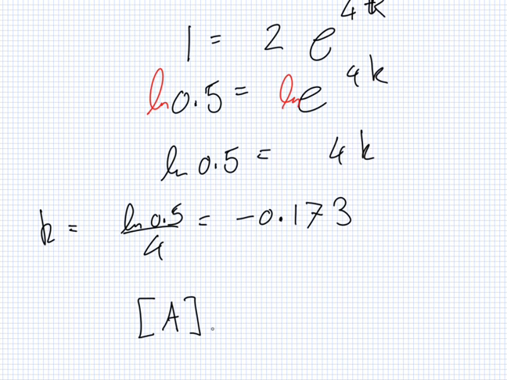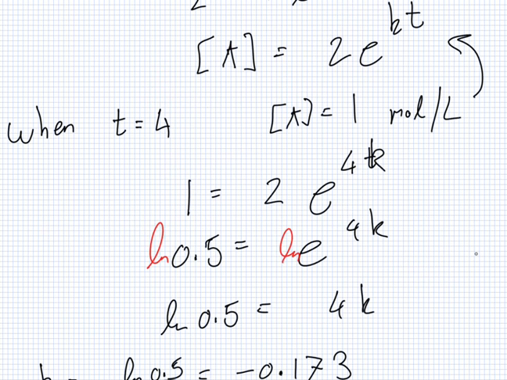The concentration equals 2 e to the minus 0.173 t. So what you've done now is you've found a formula to work out the concentration level at any time. So you give me any time, and then I can tell you how much of the reactant is left in the solution. So we need to remember the equation of the rate of reaction.